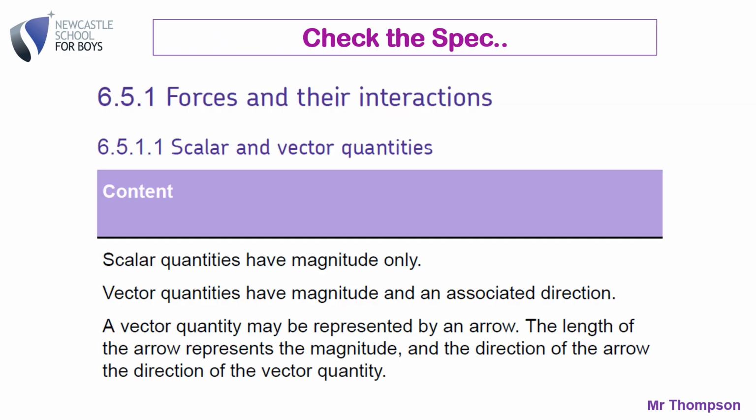So let's begin. Let's check the spec and have a look at what you must learn. You must know what scalar quantities are, that they have magnitude only. You must know that vector quantities have magnitude and associated direction. A vector quantity may be represented by an arrow. The length of the arrow represents the magnitude, that's the size, and the direction of the vector quantity. If you want, pause this video now and copy those 3 points down.